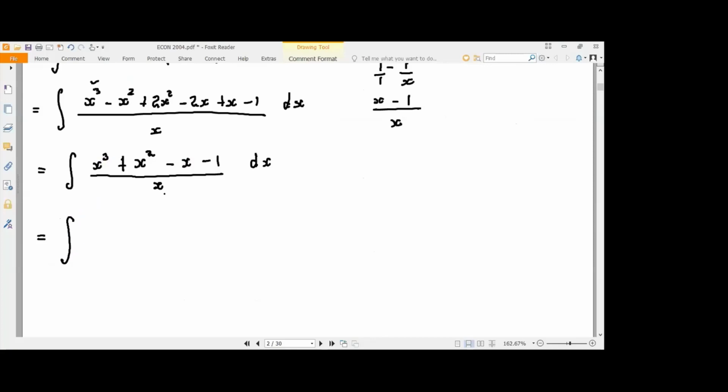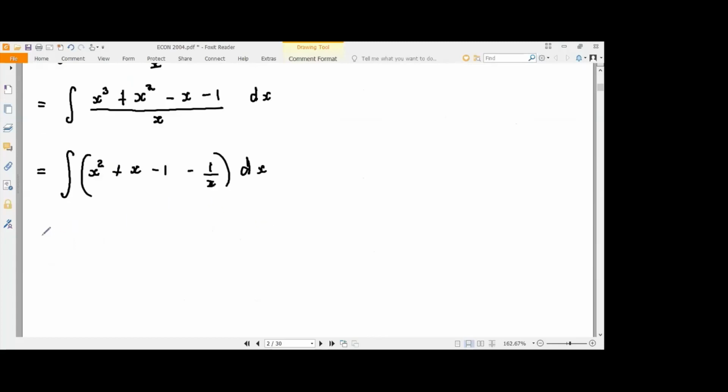So when I divide x cubed by x, that gives me x squared. Divide x cubed by x again, that gives me x squared, guys. X squared by x, that just gives me x. X divided by x gives me a 1, and then I'll have a minus 1 over x. And we're going to be integrating each of these. So simply now, let's get the integral done.